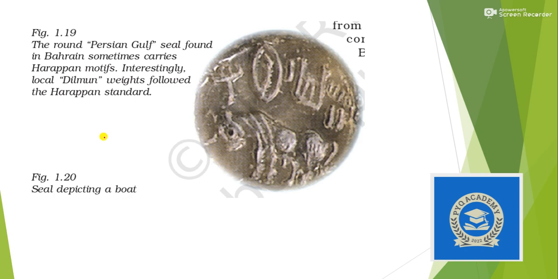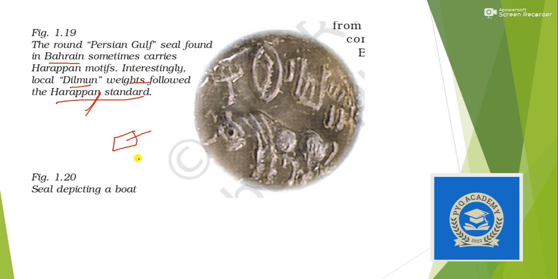Next, the round Persian Gulf seal found in Bahrain. Okay, so round Persian Gulf seals were found in Bahrain, and interestingly, local Dilmun weights followed Harappan standards. Okay, this can also be asked as a statement. Dilmun, which is the name of Bahrain, also followed Harappan standard weights. That means the trade was done with the Harappan people.